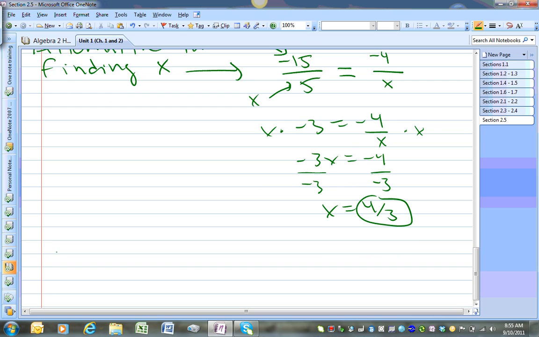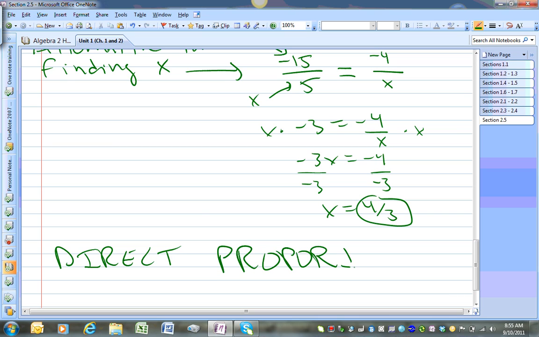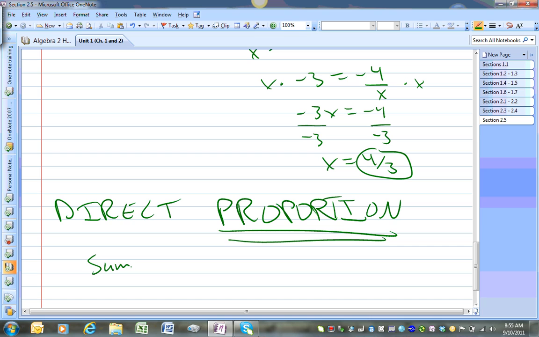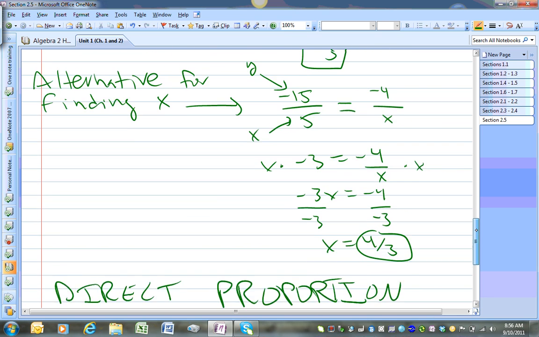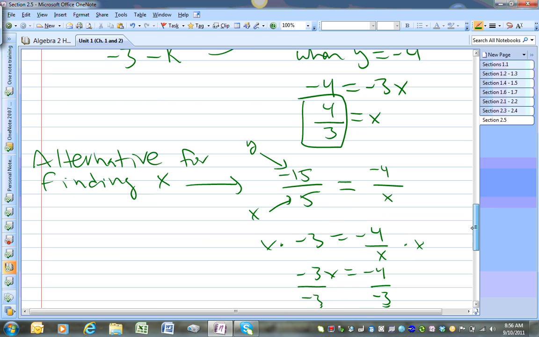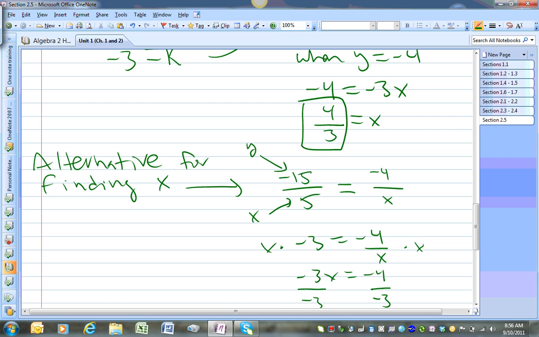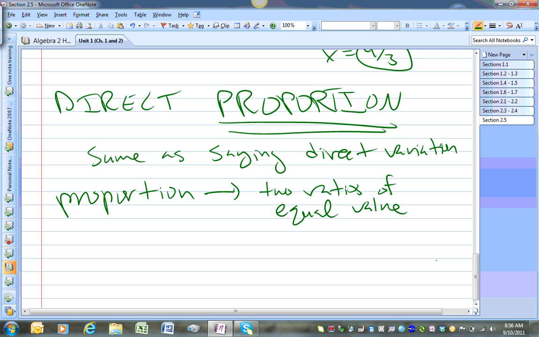This also means that we have direct proportion. Direct proportion and direct variation are the same thing. Remember, a proportion, well, I shouldn't say remember, maybe you haven't learned this, but proportion is two ratios of equal value. Okay? So that's basically the case here. So obviously I had the ratio negative 15 over 5, negative 4 over something, and I found what x was. So we had two ratios of equal value. So that's in essence what direct variation is.